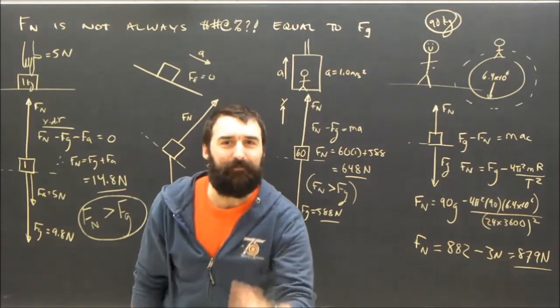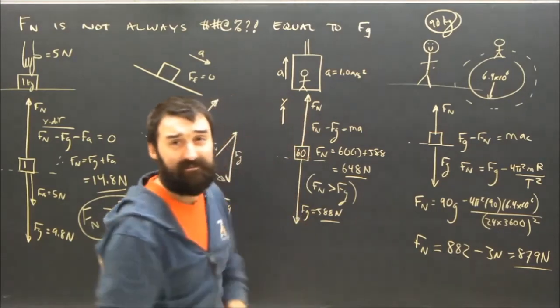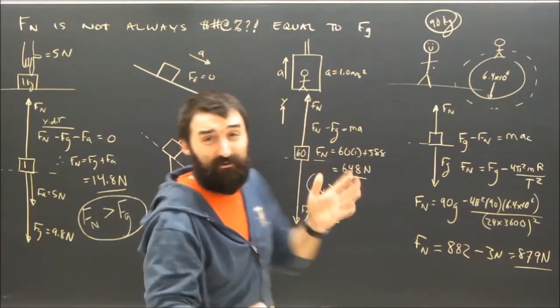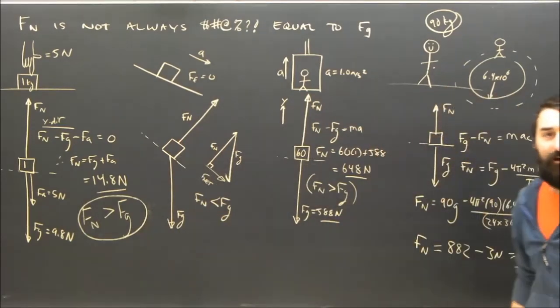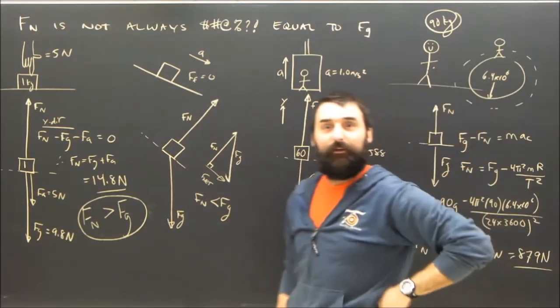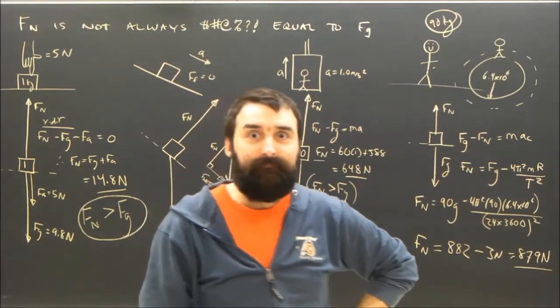So even for the skeptical grade 12s who say, yeah, this is easy, Mr. Moran, I would argue that Fn is almost never actually equal to gravity. And I think I've proven it. Fn is not freaking equal to Fg.